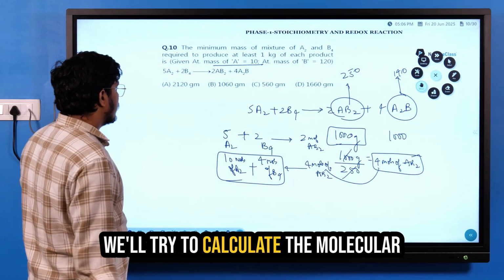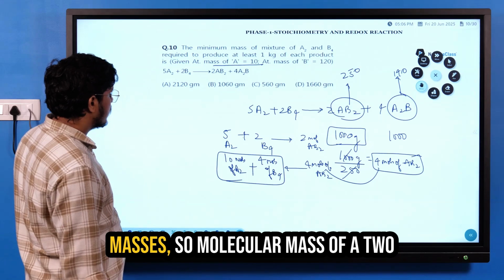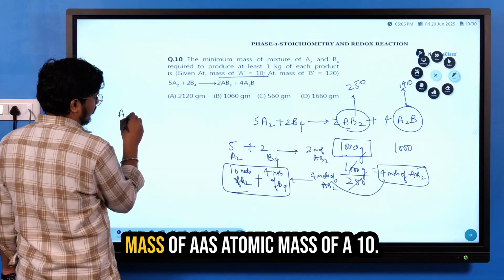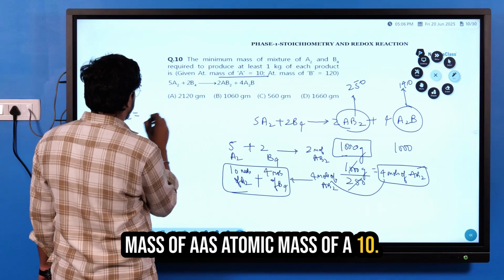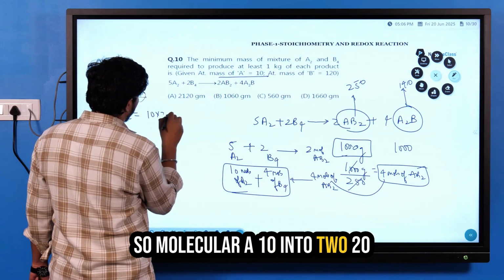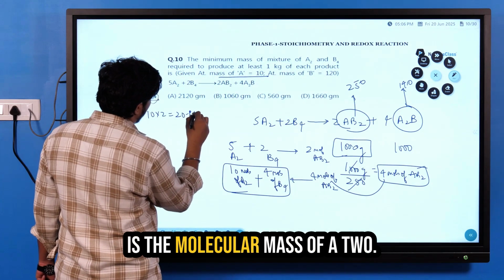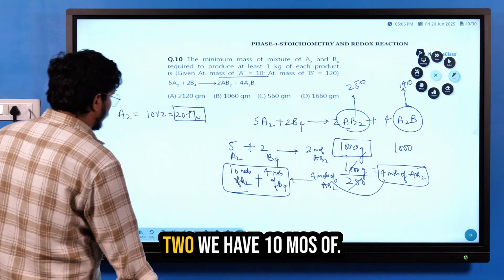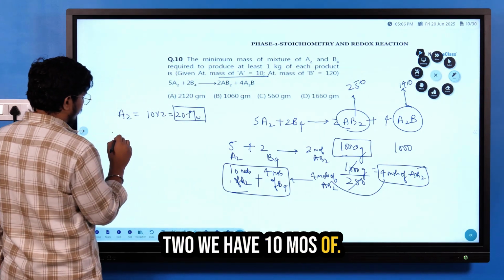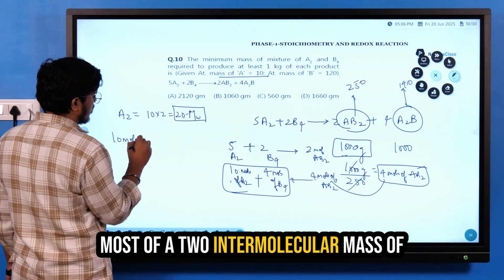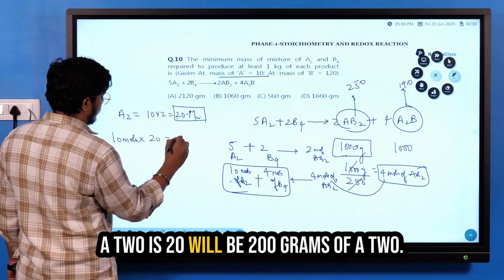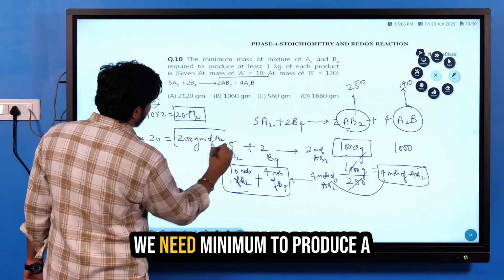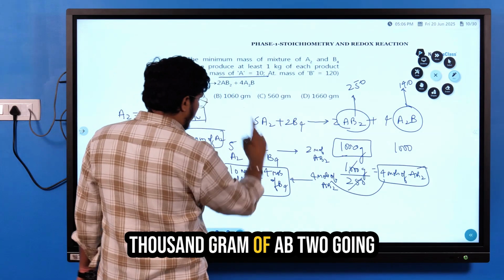We'll try to calculate the molecular masses. So, molecular mass of A2, atomic mass of A here is 10. So, molecular mass is 10 into 2, 20 is the molecular mass of A2. How many moles of A2 we have? 10 moles of A2. So, 10 moles of A2 into molecular mass of A2, 20, will be 200 grams of A2. We need minimum to produce 1000 gram of AB2.